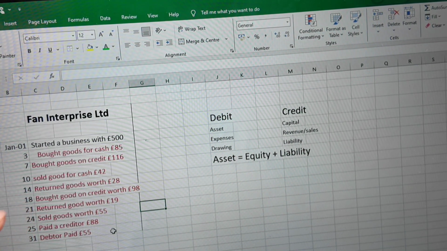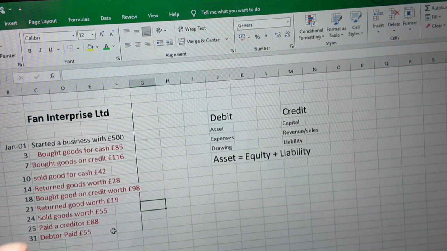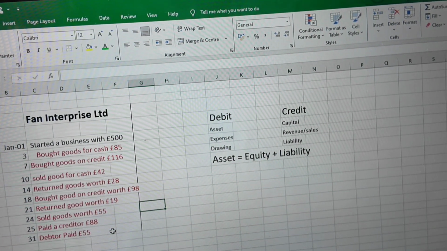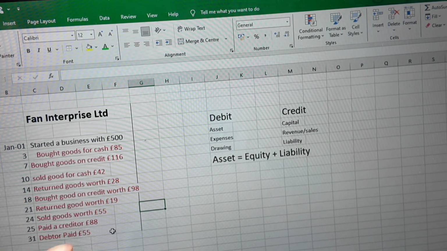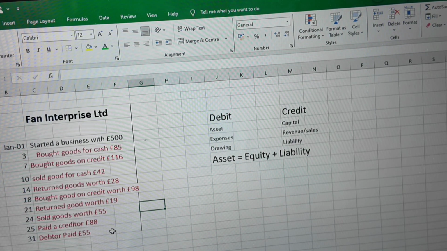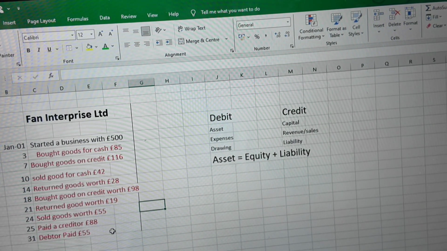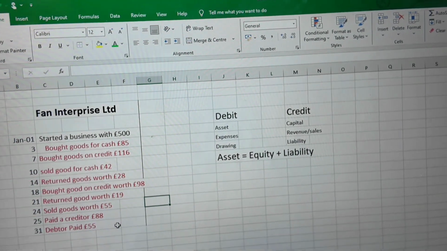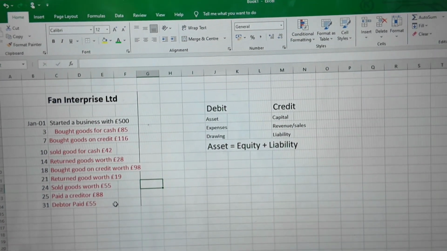On the 21st, they returned goods worth £19. On the 24th, they sold goods worth £55. On the 25th, they paid a creditor £88. And finally, on the 31st, which is the last day of the month, a debtor paid £55 into the business. So we're going to be preparing different accounts.